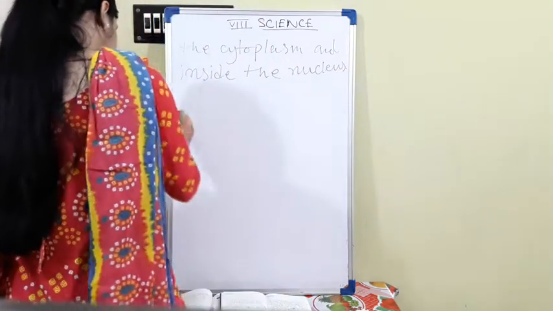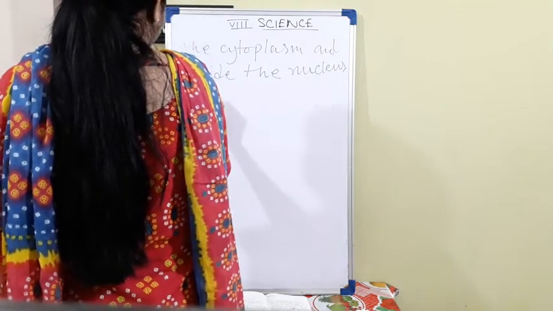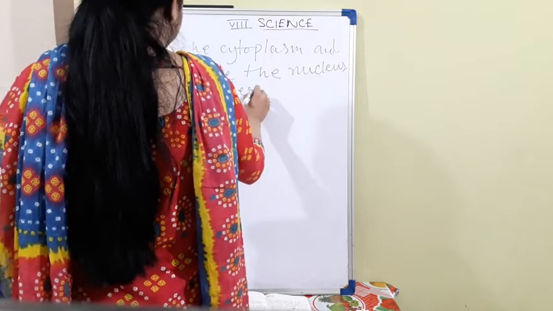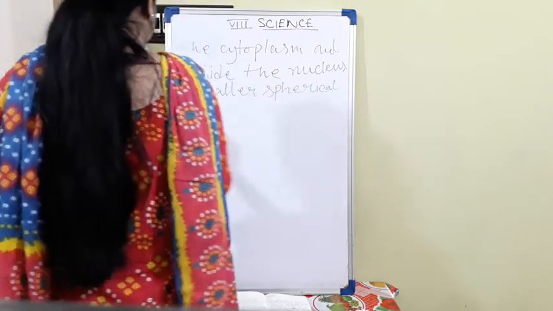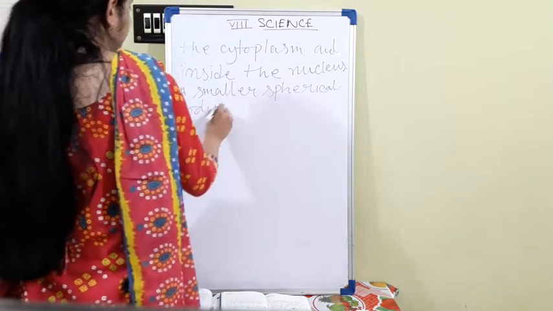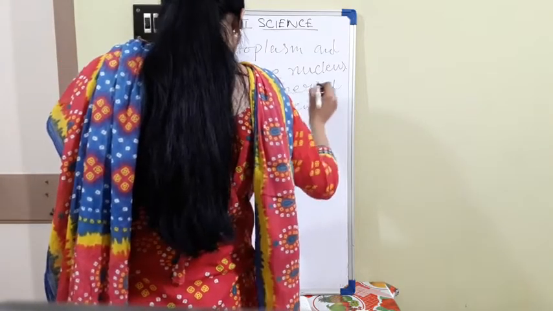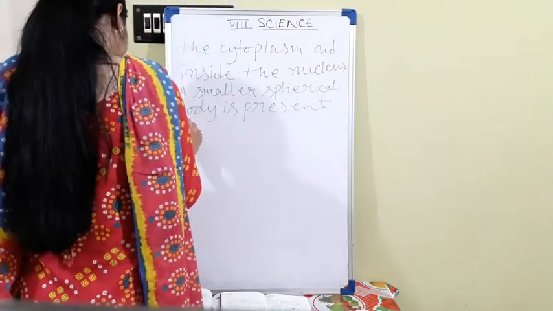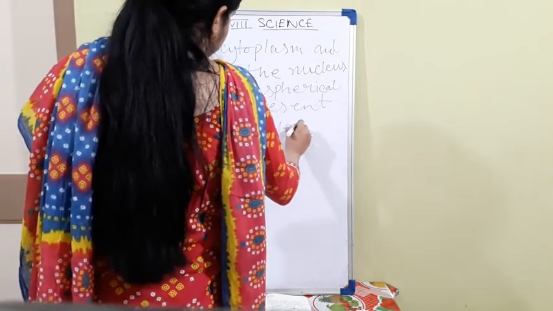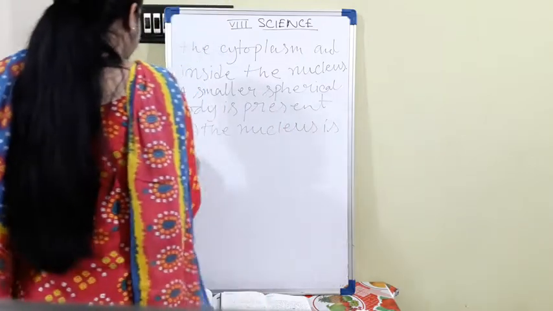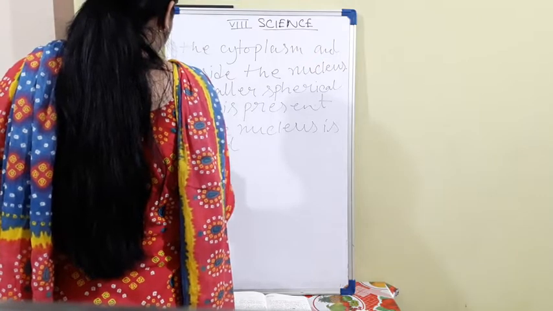A smaller spherical body is present in the nucleus. It is called the nucleolus.